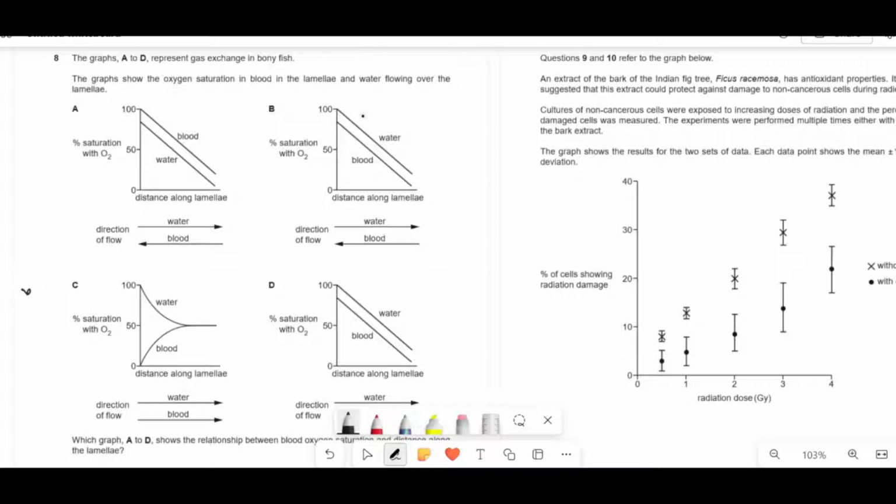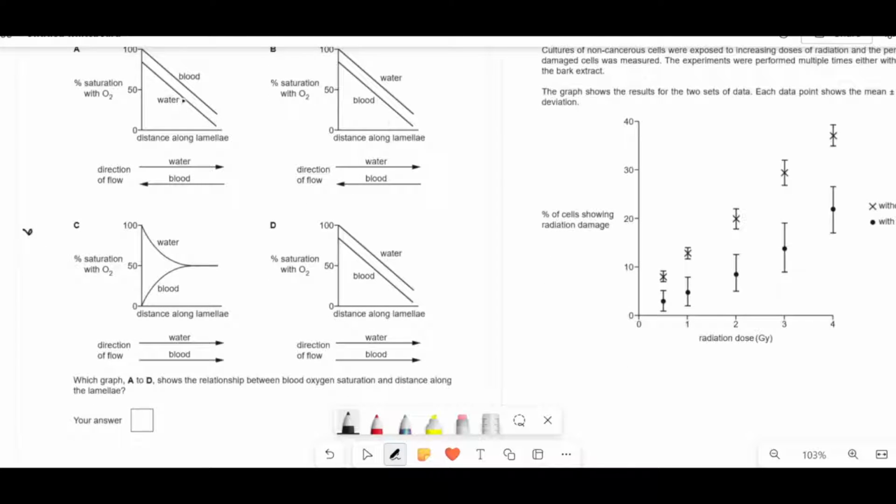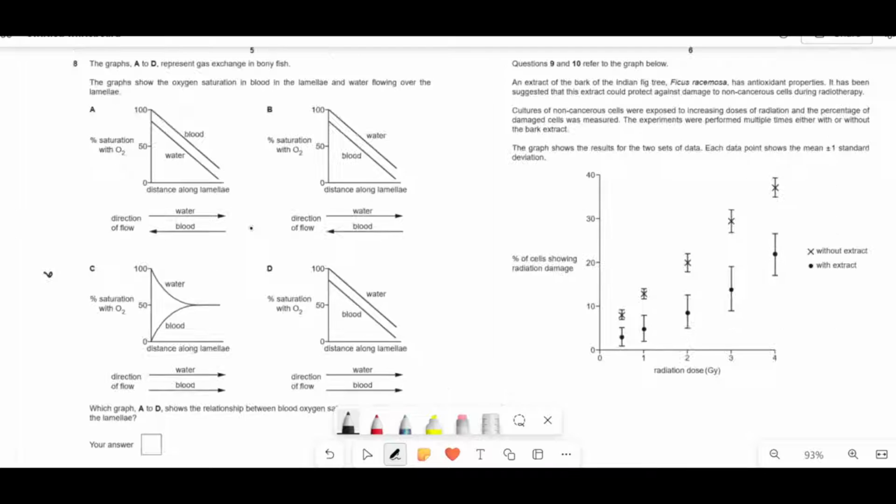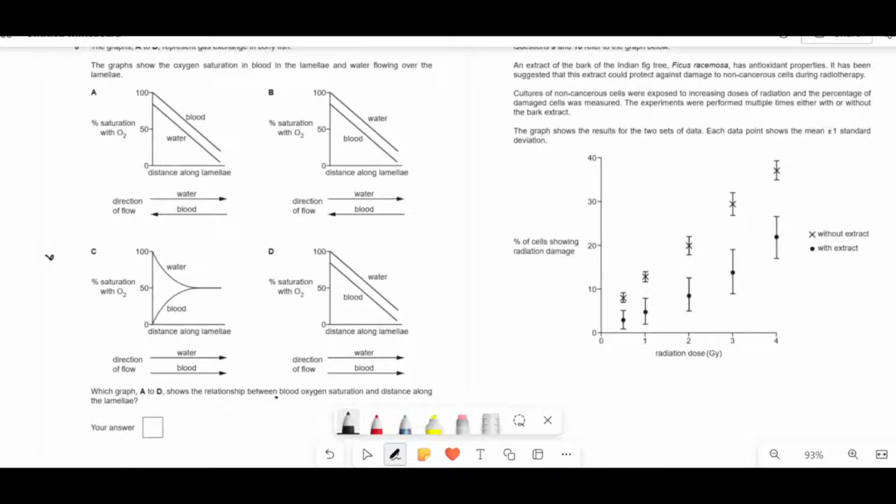So the graphs A to D represent gas exchange in bony fish, and they show the oxygen saturation in blood and the lamellae in the fish, and the water flowing over the lamellae. So one line is water, one line is blood. So then it says, which graph A to D shows the relationship between the blood oxygen and the distance across the lamellae? So remember that this is the percentage saturation with O2, and this is the distance across the lamellae.